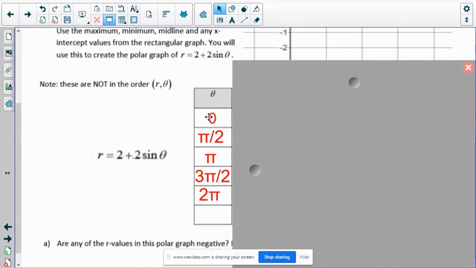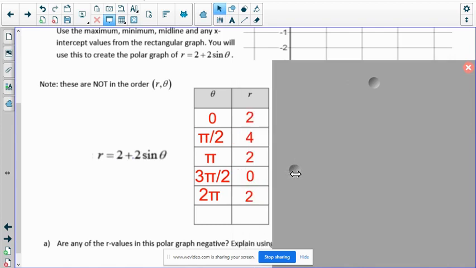If I were to plug in 0, sine of 0 is 0, so times 2 is 0, so plus 2 would be 2. And I could keep going, so I could plug in pi halves. Sine of pi halves is 1, so 2 plus 2 is 4. And similarly, if I kept going and plugging in all these values, I should generate a 2, a 4, a 2, and a 0, and then back to 2.